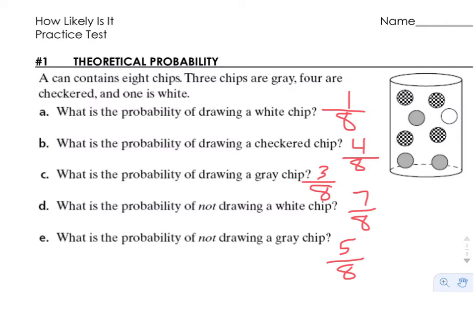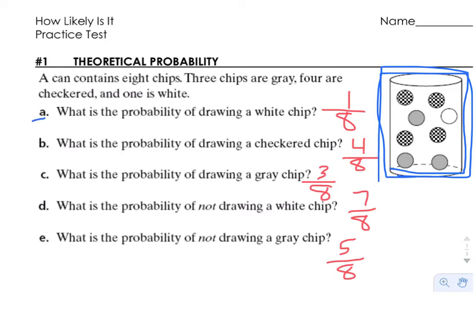Now that you've had a chance to check over your answers, I'm going to demonstrate where each of those answers for A, B, C, D, and E comes from. Taking a look at the very first question, what is the probability of drawing a white chip? So I look at the chips in the container right over here. When it comes to probability, I'm looking for the total number of chips in this container, which we know by counting are 8.